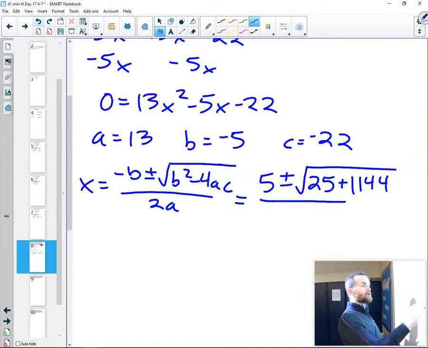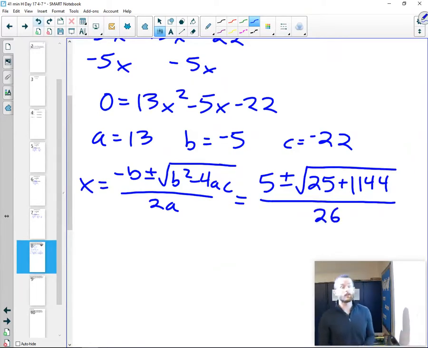All divided by 2 times a. That's 2 times 13. That's 26. Now, at this point, we should be able to answer the first question. We should be able to look ahead, sort of look into the future and say, okay, based on this, how many real solutions are we going to get?